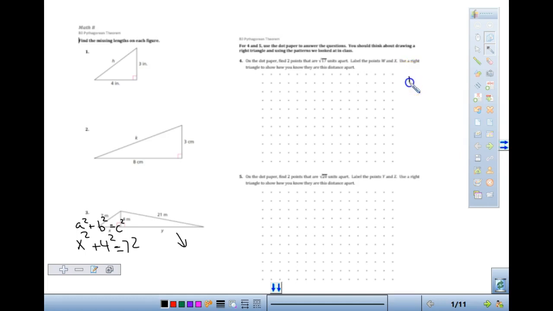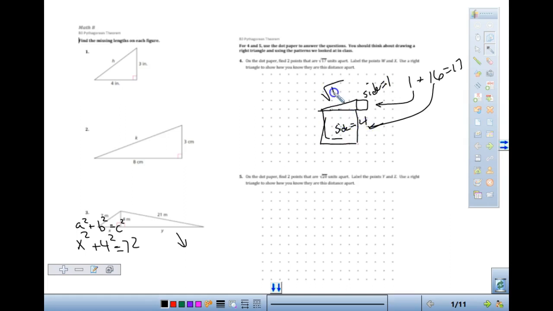We were looking at 2 perfect squares that added to 17. We said in class 1 and 16 add to 17, which means I have an area of 1 and an area of 16. So this has an area of 16, this has an area of 1. So what are the side lengths? Well, this has a side equal to 1, this has a side equal to 4, and this has a side square root 17. And you could have placed it anywhere.